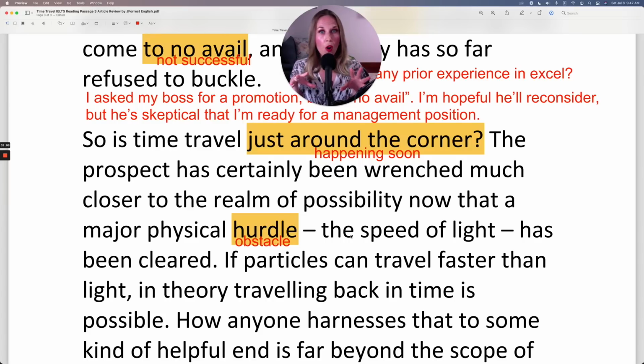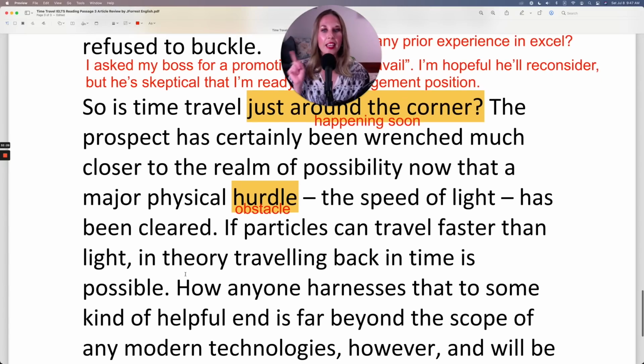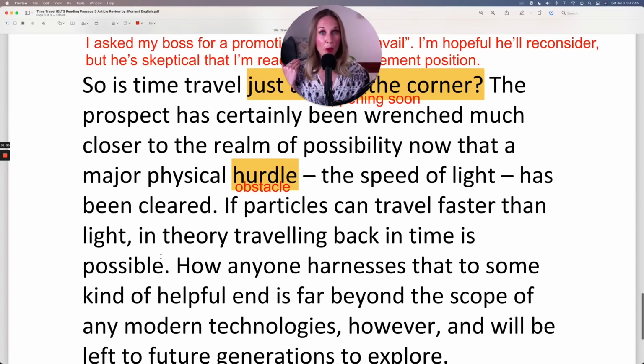And so far, nothing has traveled faster than the speed of light until these neutrinos. The hurdle has been cleared. So to clear the hurdle means to get rid of it, to eliminate it. If particles, these neutrinos, can travel faster than light, in theory, traveling back in time is possible.